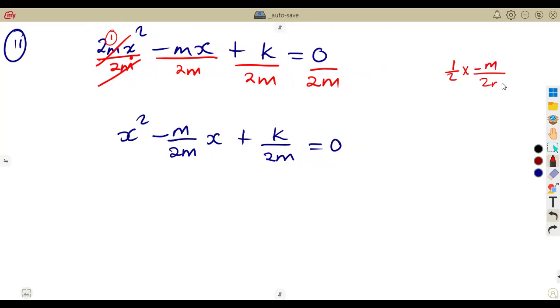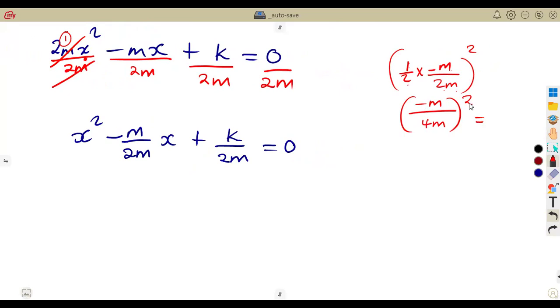So we're going to need half the coefficient. This is the coefficient of x, minus m over 2m. So what are we going to have? 1 times minus m. That's minus m over 2 times 2m. That is going to be 4m. But remember, this is being what? Squared. Minus m squared is going to give us m squared over 4 squared, which is 16m squared.